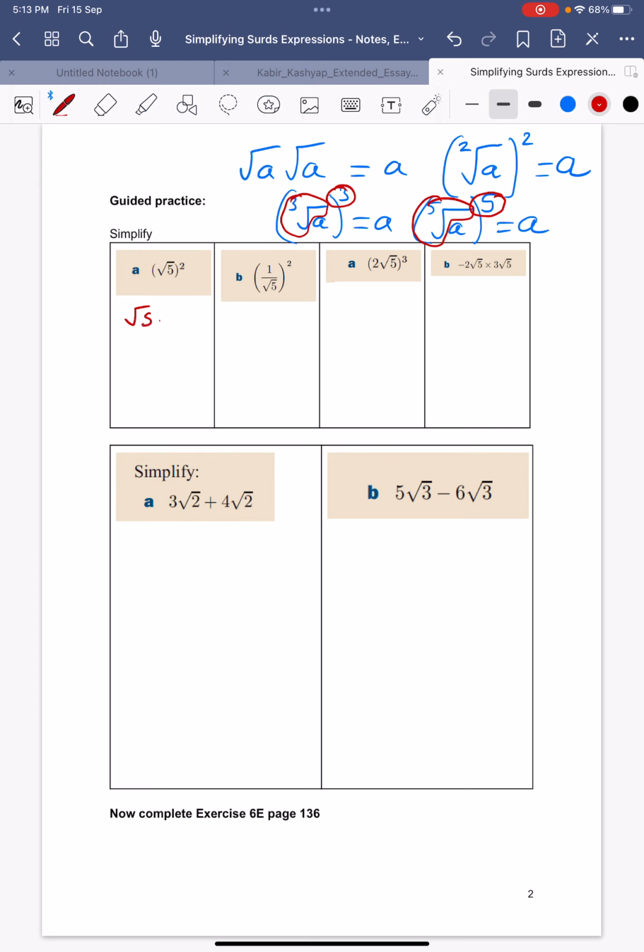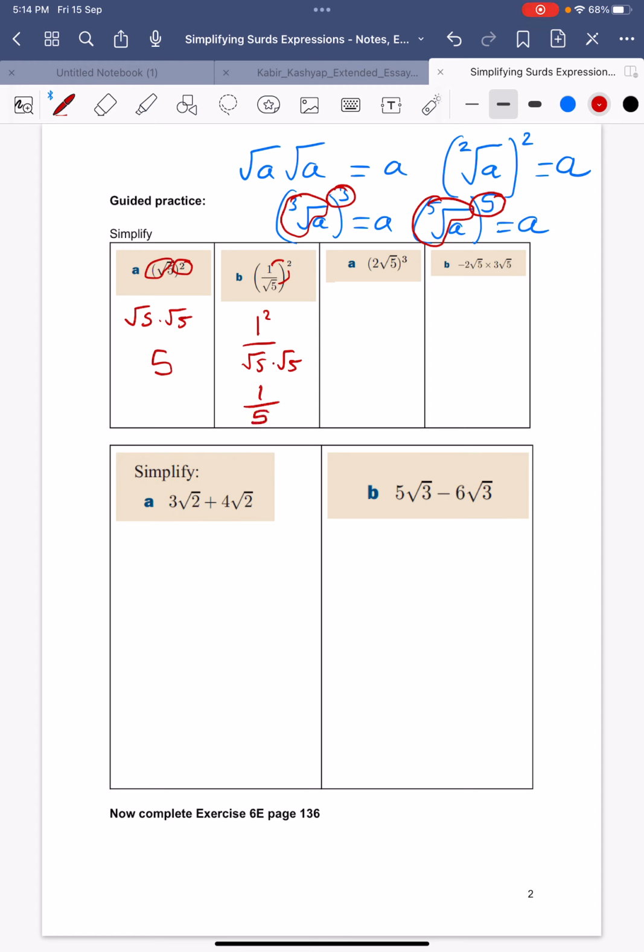This is root 5 times root 5, but we've said that the root and the square just undo each other, so this just takes us back to 5. The same thing is here with your laws of indices. You know that the 2 can distribute to the top and the bottom, so that's 1 squared over root 5 times root 5. So that just becomes 1 over 5.